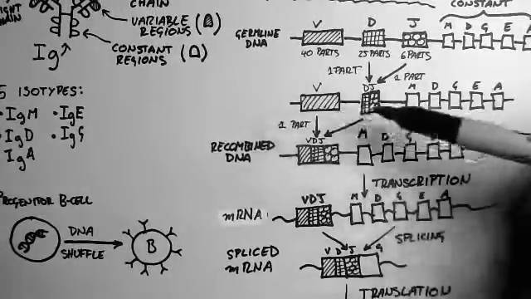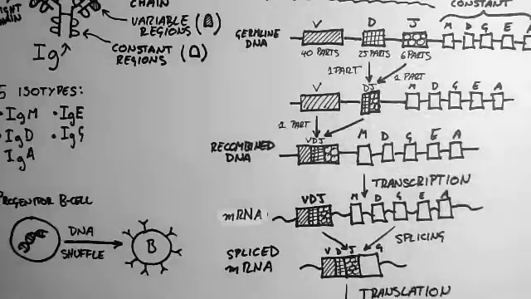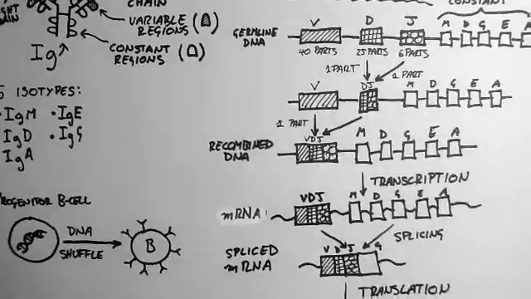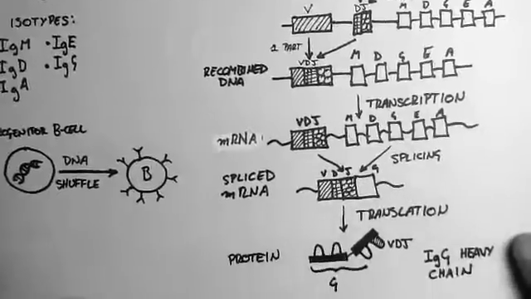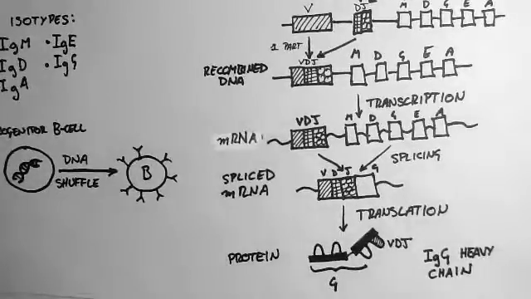Now a very similar thing happens with the light chain recombination, except that there's no D region, so it's just a VJ recombination. But the rest is exactly the same. And that'll give us the two parts to make up our antibody. And that's an overview of antibody production.